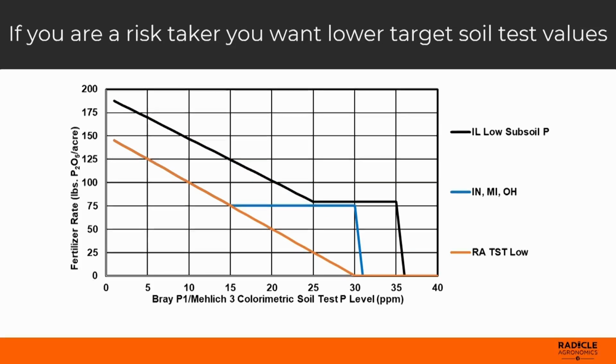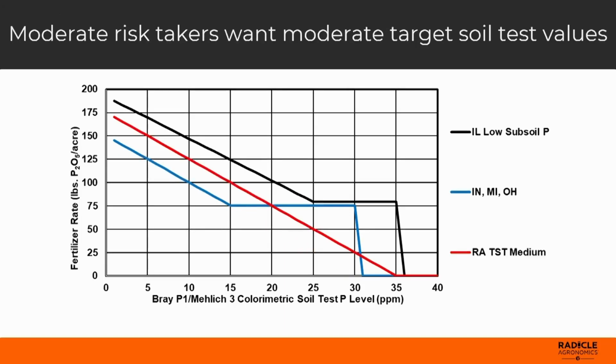If I'm more of a risk taker, tri-state, our research at Purdue and Ohio and Michigan showed, basically at 15 parts per million, you've got maybe a 20% chance of getting crop response to applied fertilizer. Well, if you're applying the fertilizer and you're applying crop removal, you've eliminated that risk. Now, if I'm a moderate risk taker, well, maybe I'll have my target be at 20 parts per million.